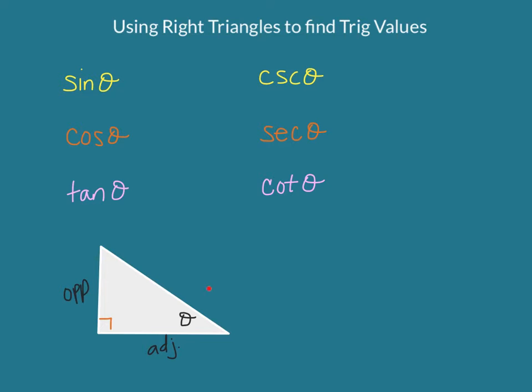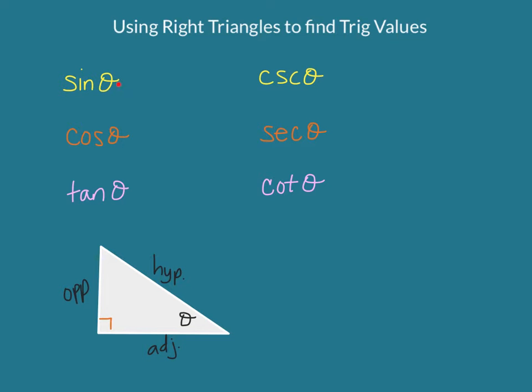Now you could also argue that this side is next to theta. That is true. However, this longest side length here, the one opposite of the right angle, that's called the hypotenuse. And that is always the hypotenuse. If theta were to change and theta were to be up here, then this side would be opposite and this one would be adjacent. However, the hypotenuse is always the hypotenuse.